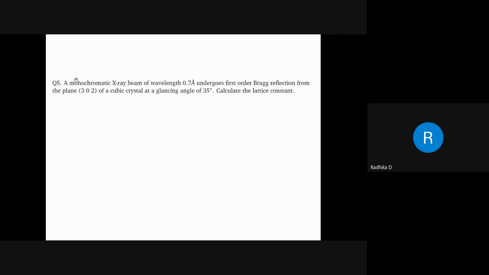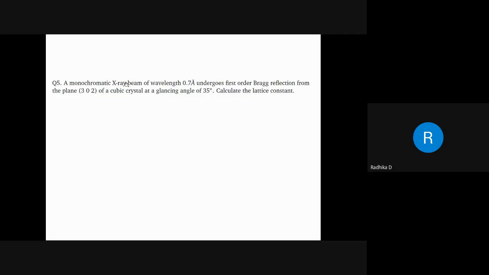You can write down the question. A monochromatic beam of wavelength 0.7 angstrom undergoes first order Bragg diffraction or reflection, both are similar, from the plane 302 of a cubic crystal at a glancing angle of 35 degree. Calculate the lattice constant. It might be difficult for you to write the entire question, I understand. So what you can do is take it down word by word.